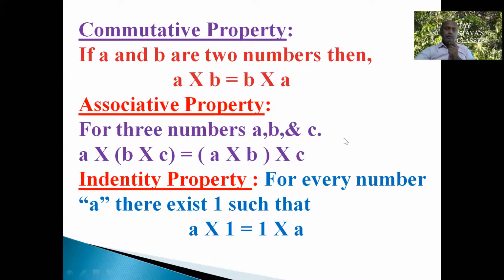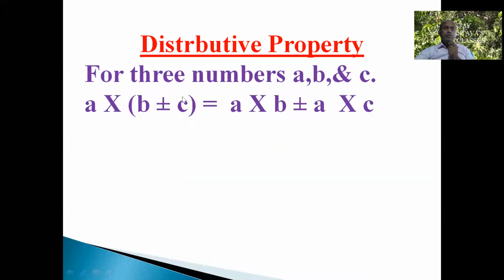Next thing is distributive property. It is applicable for the three numbers a, b and c. So a into b plus minus c is equal to a into b plus minus a into c. It means a will be distributed over all the numbers. This a will multiply with b also and c also separately when you open the bracket. So this process is called the left distributive process.